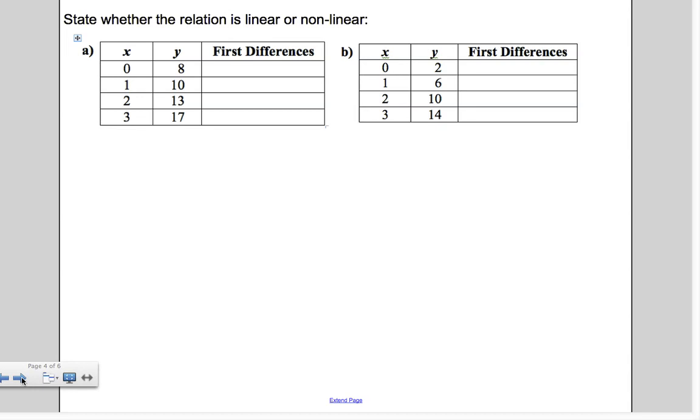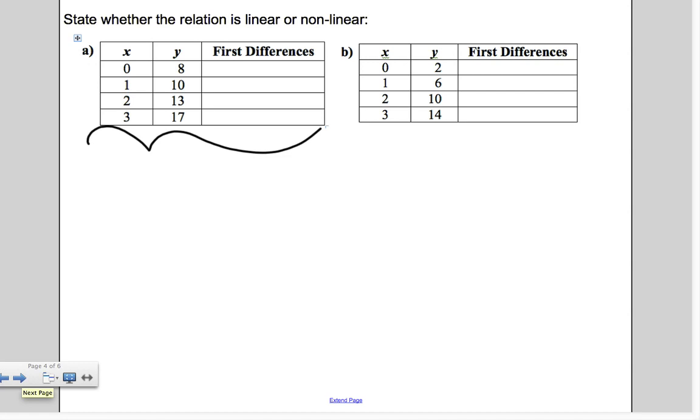The first difference, Sarah? If it's constant or not. The values of y will always be changing. Yes, if our first differences are constant. So let's look at this first relation. Just write this down. You need some time to copy this down.